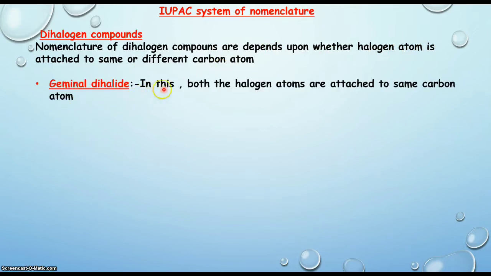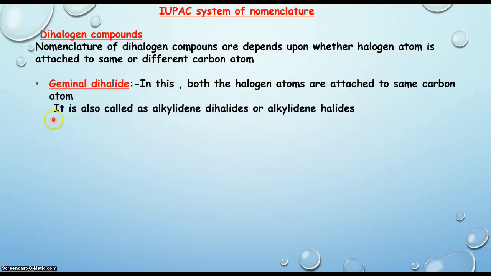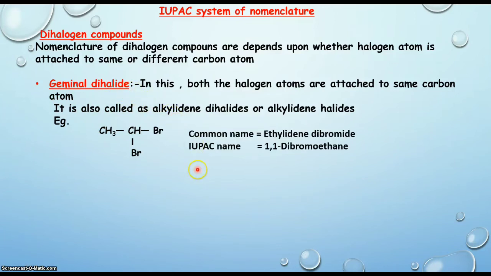Geminal dihalides, in this both the halogen atoms are bonded to the same carbon atom. It is also called alkylidene dihalide or alkylidene halides. We can understand this part by discussing an example. So here is the example. In this example, you can observe that both the bromines are bonded to the same carbon atom. So that's why this example is a geminal dihalide example. Let us see the common name and IUPAC name. As we have talked about, this is called an alkylidene dihalide.